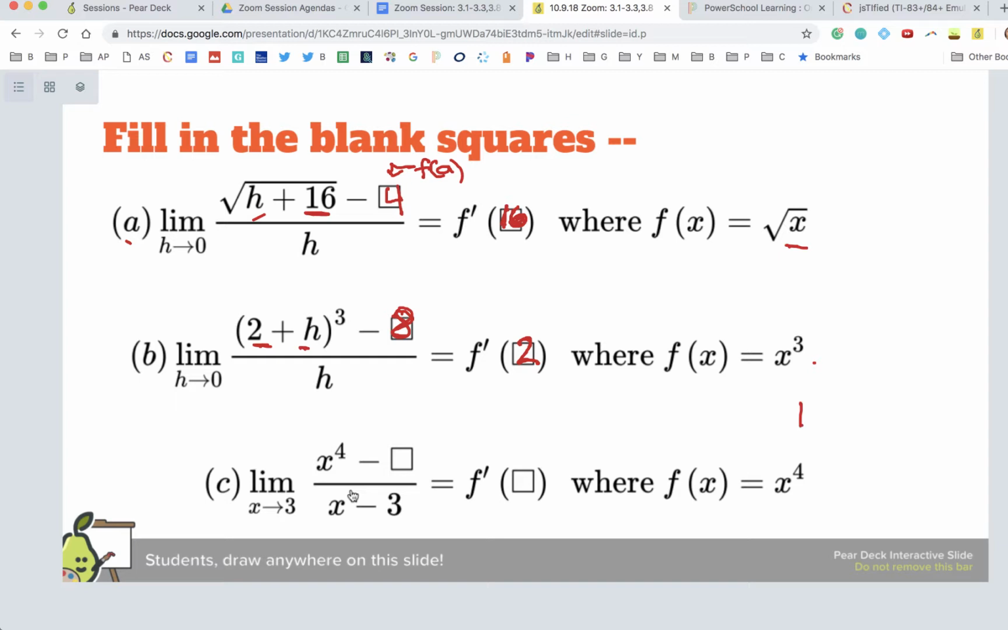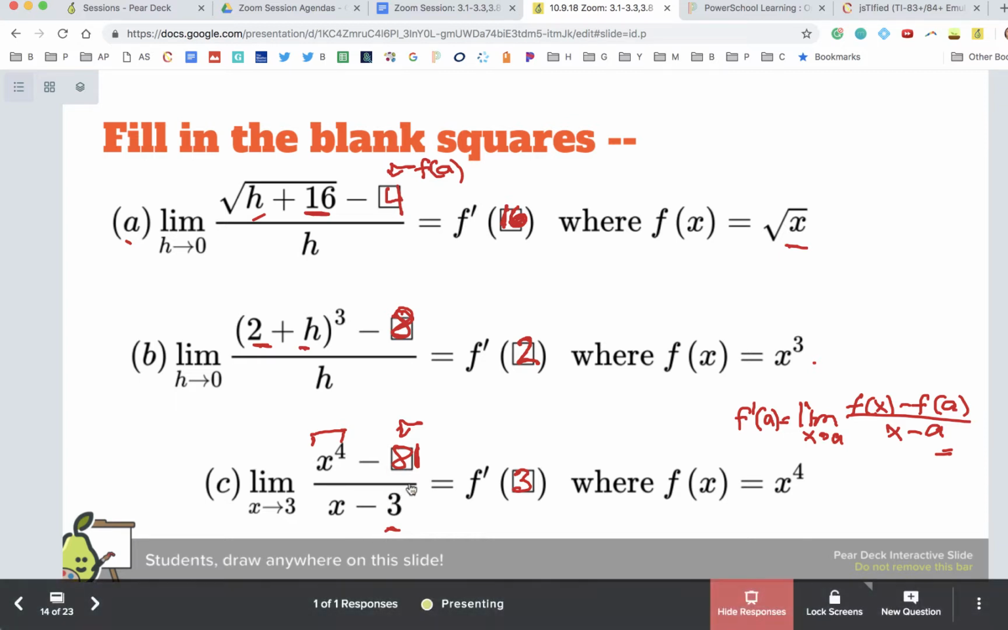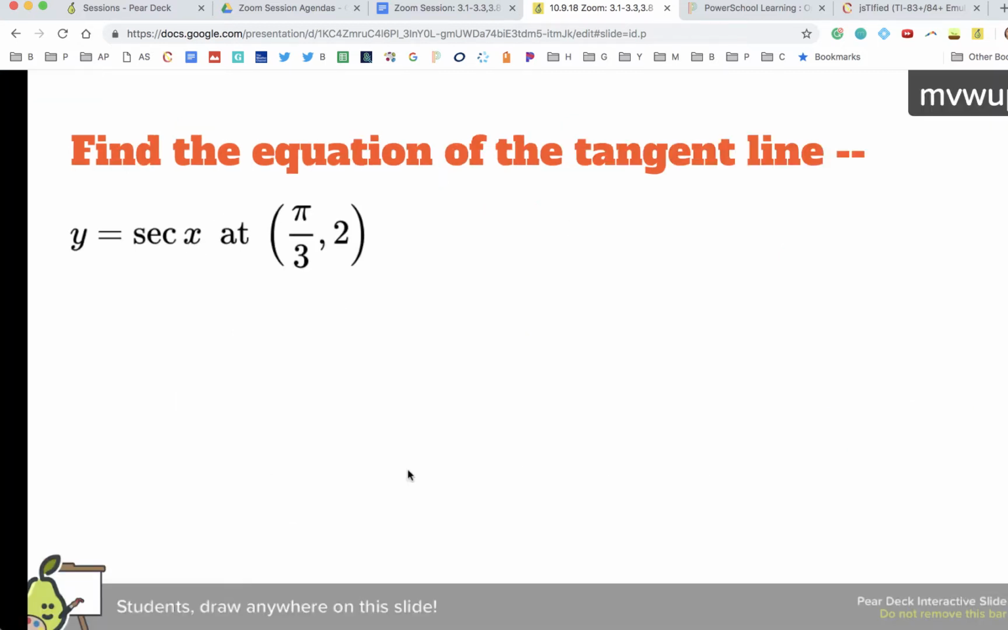In this last one, this one is clearly the other definition. So this is f prime of a, the limit as x approaches a of f of x minus f of a all over x minus a. So in this one, the a is this, and this is the f of x. And then this is still my f of a. So my f of a is going to be 3 to the 4th power. 3 times 3 is 9, and 9 squared, 81 there. So in order to be able to use the f prime of 3 definition, there would have to be an 81 right there.